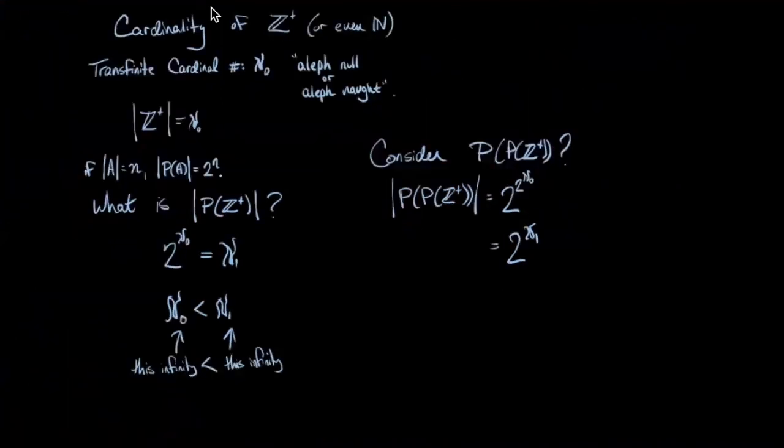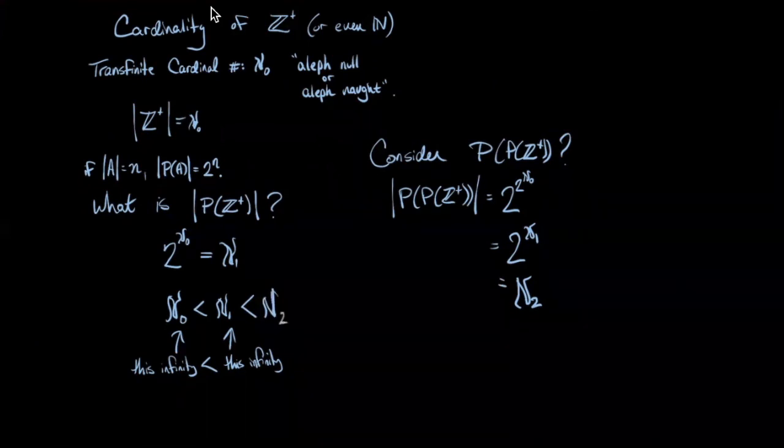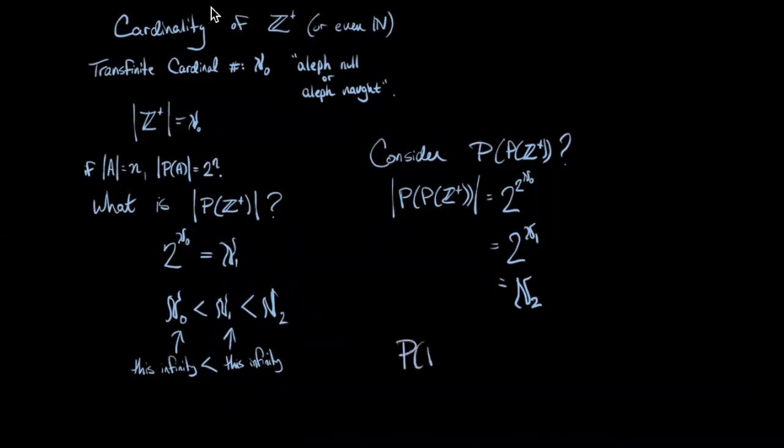And we're going to call this thing aleph sub 2. And so we're creating this nesting of infinities here by considering power sets. One more: if we add the power set of the power set of the power set of Z plus, its cardinality would be 2 to the 2 to the 2 to the aleph naught, and that would be aleph sub 3.